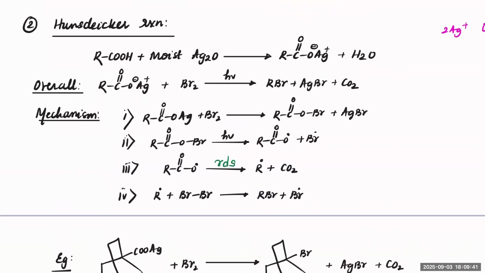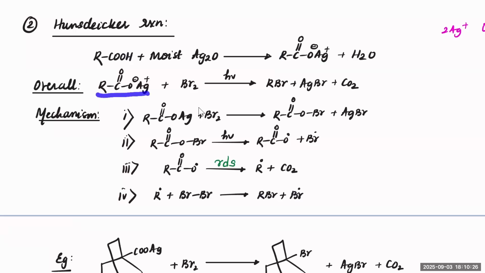This one we have studied in alkyl halides, the Hunsdiecker reaction. That is, if I take an acid and react that with moist Ag2O, you would notice that it will convert into a silver carboxylate salt. Just like an acid-base reaction, here H plus and here O minus will come out as OH minus, right? And this will remain as RCOO minus Ag plus. So what are we getting? Silver salt of carboxylate.